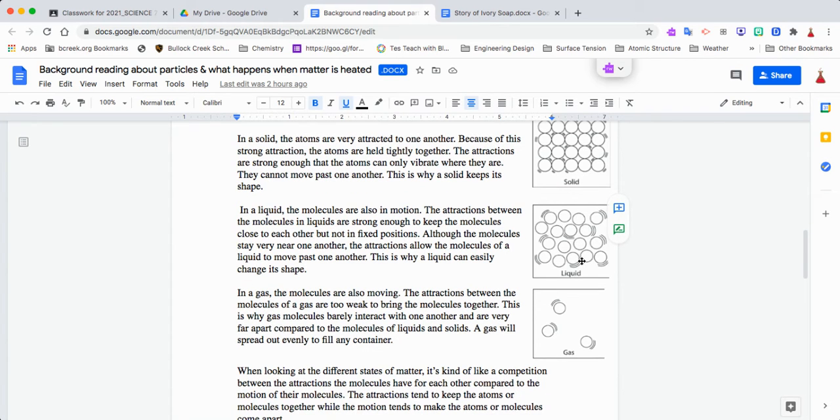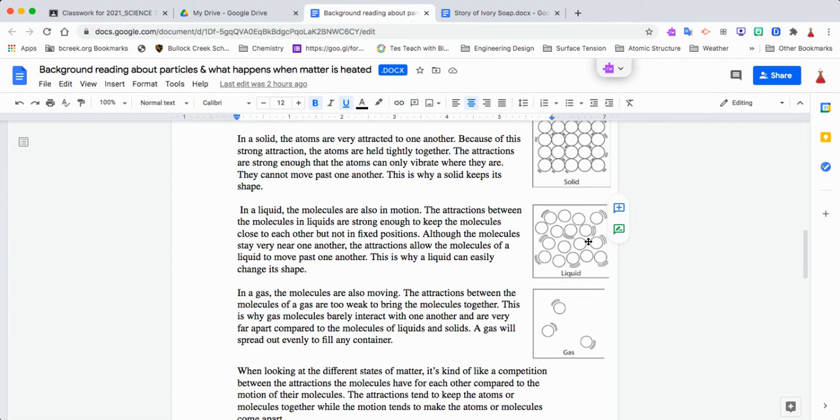Okay? In a liquid, notice a little bit more disorderly, and the person who drew the picture drew larger motion lines. In a liquid, the molecules are also in motion. The attractions between the molecules in liquids are strong enough to keep the molecules close to each other, but not in as fixed or orderly a position as you see in solids. Although the molecules stay very near one another, the attractions allow the molecules of a liquid to move past one another. This is why a liquid can easily change its shape and flow, kind of like if you had a handful of marbles and you moved your hand and your fingers and allowed those marbles to slide across one another.